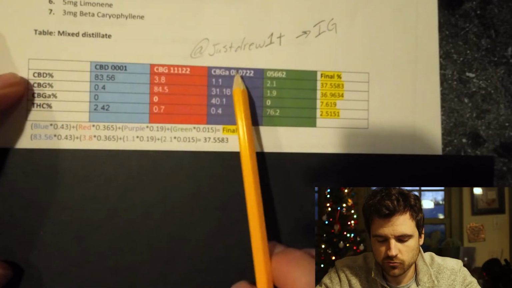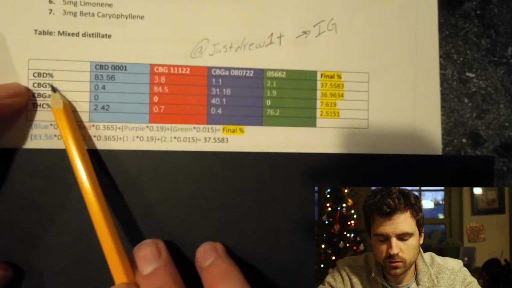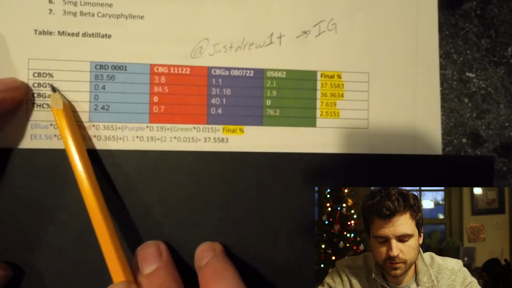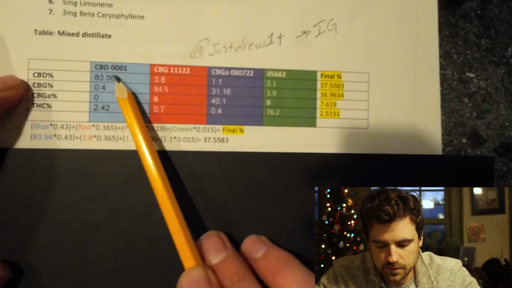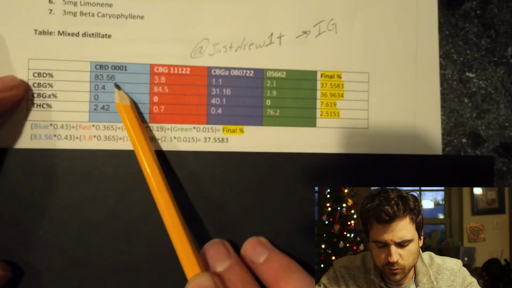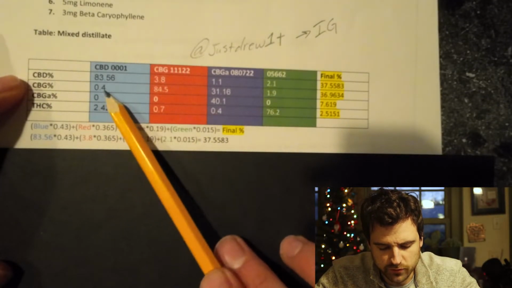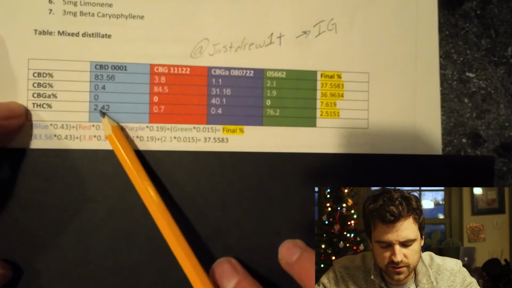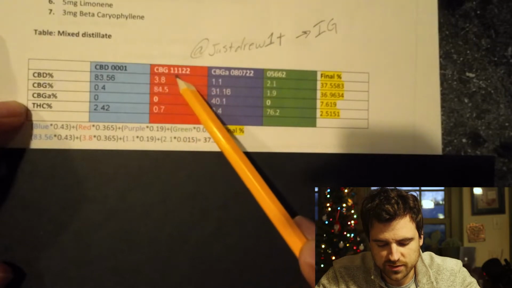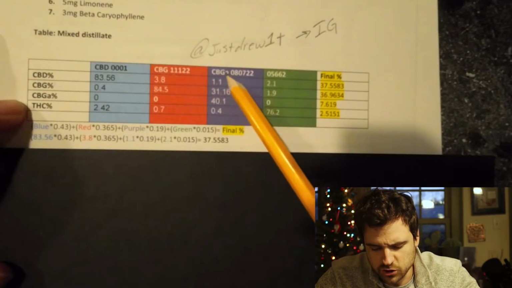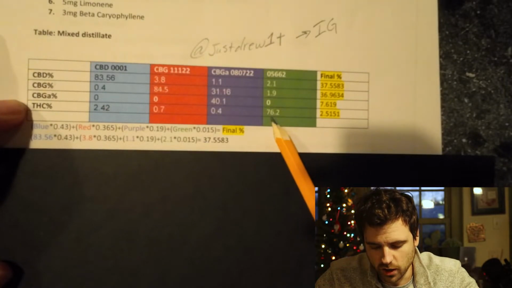Each column represents a different oil. Each row represents a different cannabinoid. So we have CBD percentage of this CBD dominant oil is 83.56. Its CBG is 0.4. CBGA non-existent. THC is 2.42, and so on, with this CBG dominant, this CBGA dominant, and this THC dominant oil.